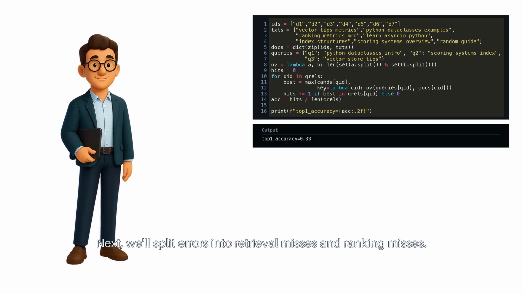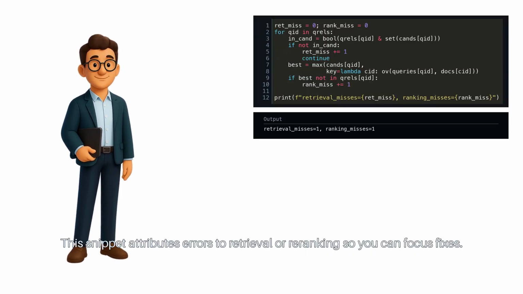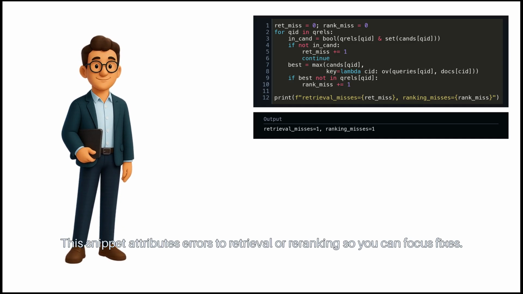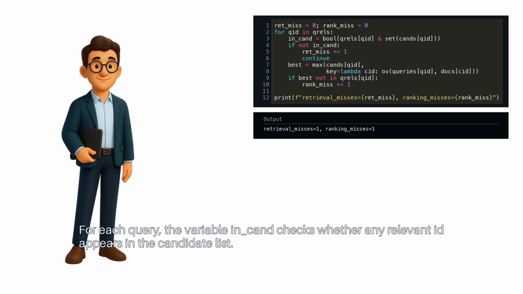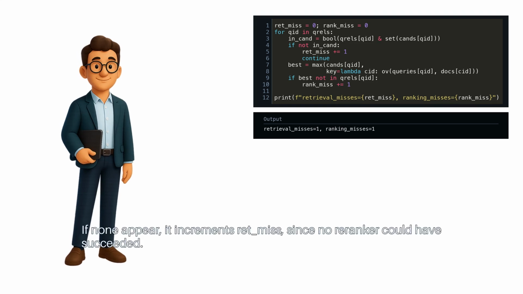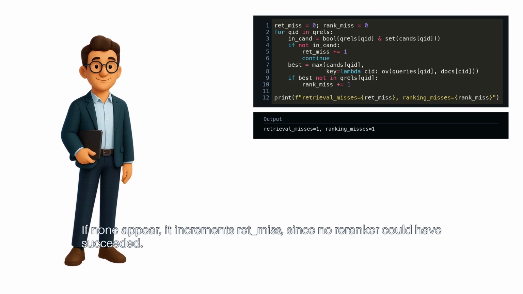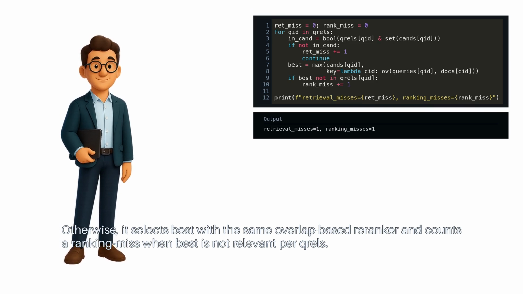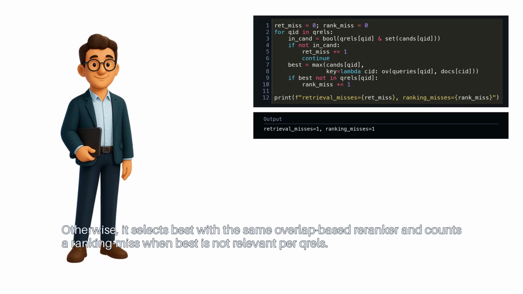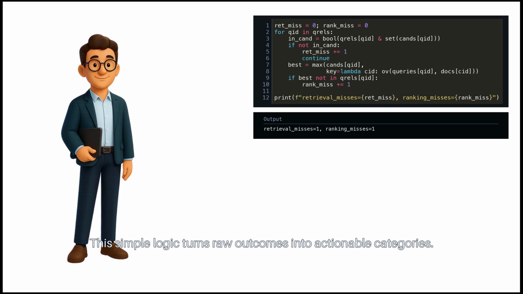Next, we'll split errors into retrieval misses and ranking misses. This snippet attributes errors to retrieval or re-ranking, so you can focus fixes. For each query, the variable incand checks whether any relevant ID appears in the candidate list. If none appear, it increments ret_miss, since no re-ranker could have succeeded. Otherwise, it selects best with the same overlap-based re-ranker and counts a ranking miss when best is not relevant. This simple logic turns raw outcomes into actionable categories.